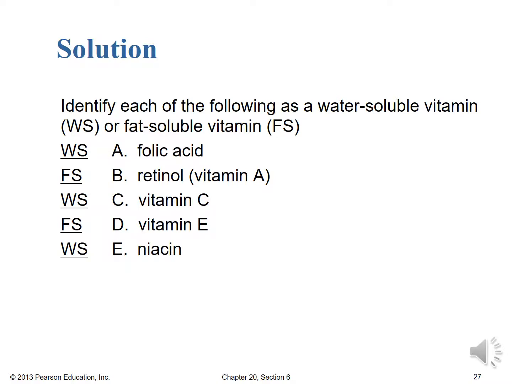But if you look at the structures, hopefully you have no trouble identifying them. As we said, the water solubles tend to have lots of polar functional groups, whereas the fat solubles tend to have very little in the way of polar functional groups, maybe a hydroxyl group here or there, but mostly lots of hydrocarbon components to them. So if you were confronted with the structures, you could use that, but with the names, it's really just a matter of memorization.